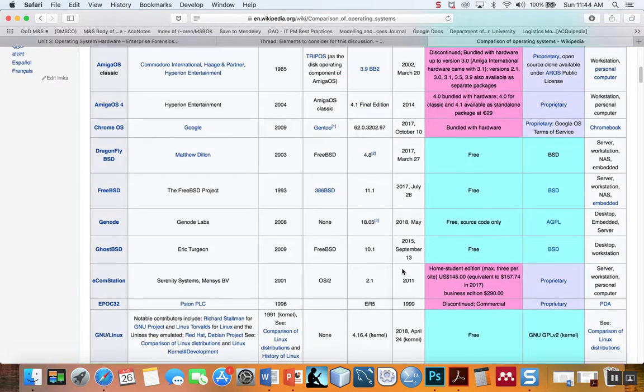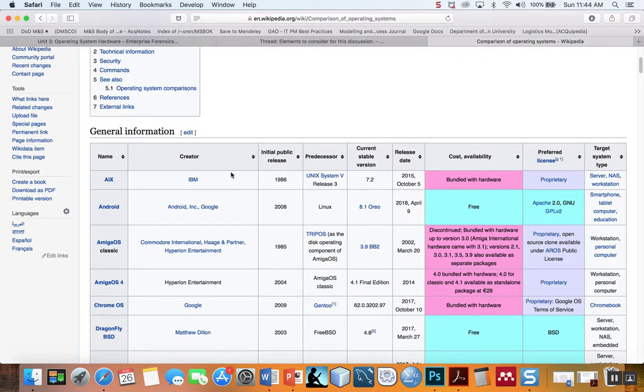So here is the wiki link that I provided. It breaks down the different operating systems. In the first table, it's going to give you a little example, a little history, the name, the creator, the initial public release, the predecessor, some of those high-level facts about the operating system.